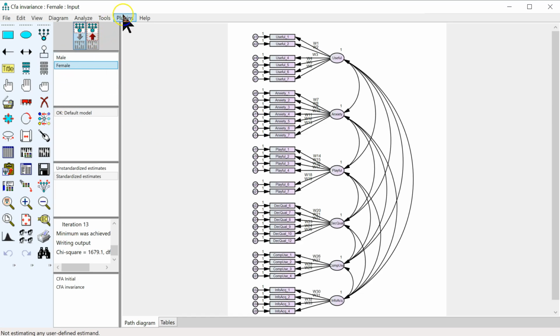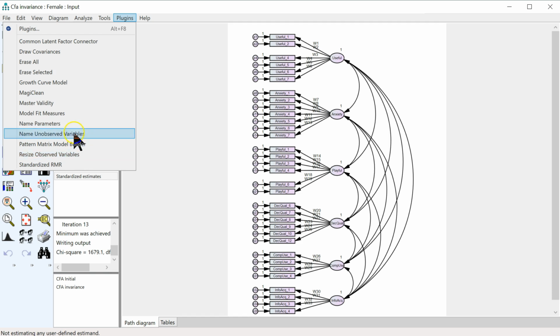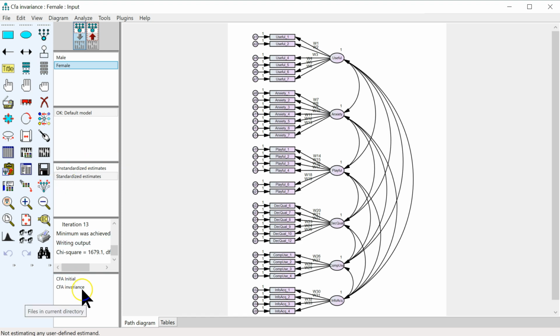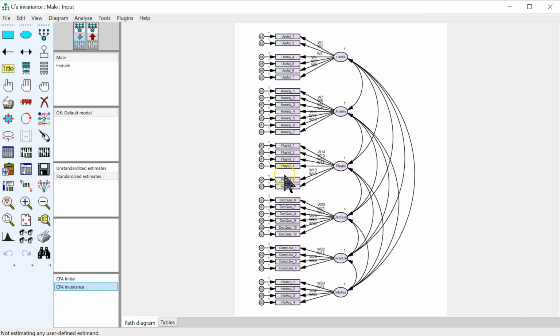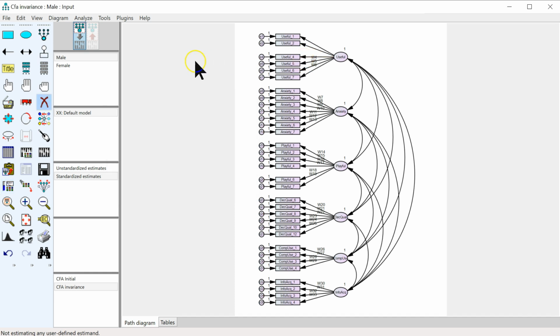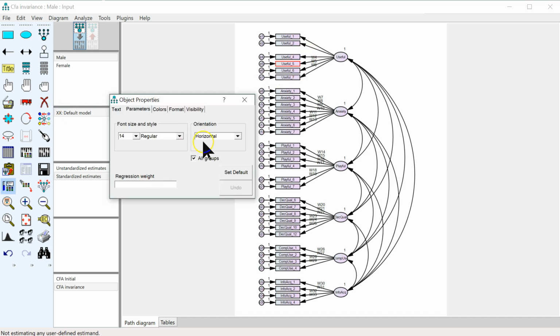Let me go back to the model, and can I do this? I wonder if I can go to name parameters and then unname them. If I uncheck this, and okay. Okay, darn. Nope, can't. All right, then I'll just go back to the CFA invariance model. Oh, darn, I saved it already. Okay, that's unfortunate. Darn. All right, I have to go and delete each of these really quick. Or I could just create a new model. No. I really should have thought that through. Oh, well. Just deleting the names with all groups checked.